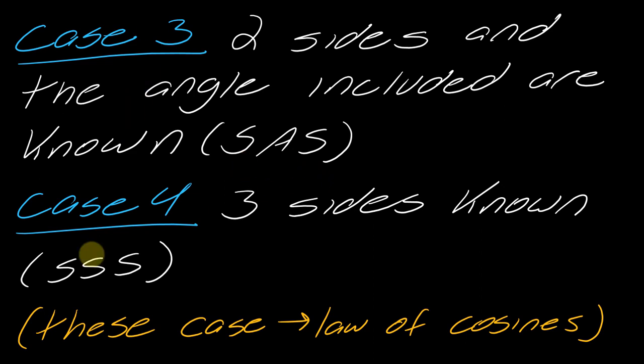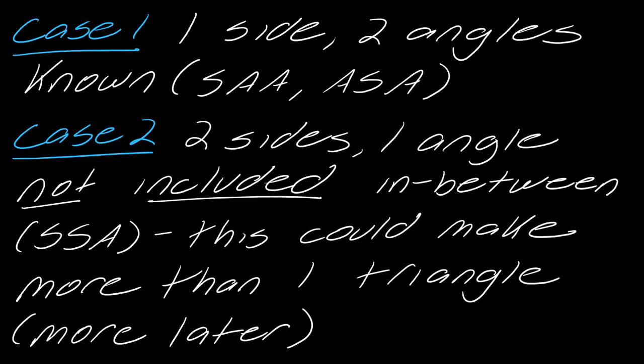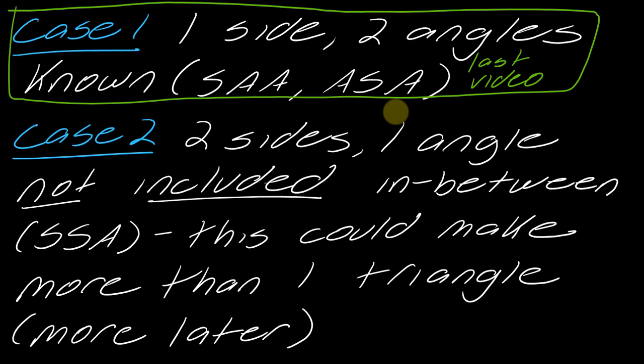So when you have SAS and SSS congruence, we use the law of cosines, so that will not be in this video. But coming back to case 1 and case 2, when you have SAA or ASA congruency, that was what I talked about in my last video with using the law of sines. This was nice and straightforward. It always felt like the law of sines was pretty simple to use in my last video.